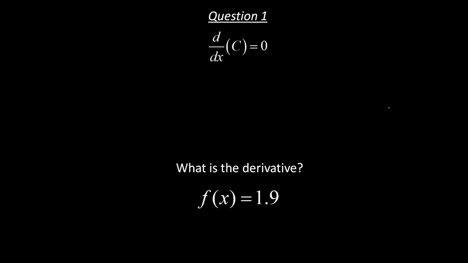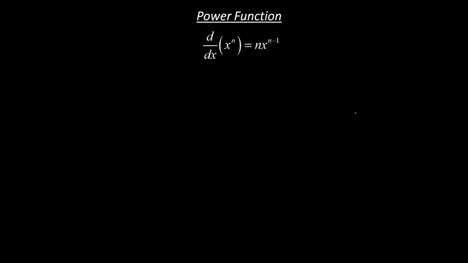All right, so question 1. What is the derivative? Well, the derivative of a constant is always 0. But the power function, good old x squared.